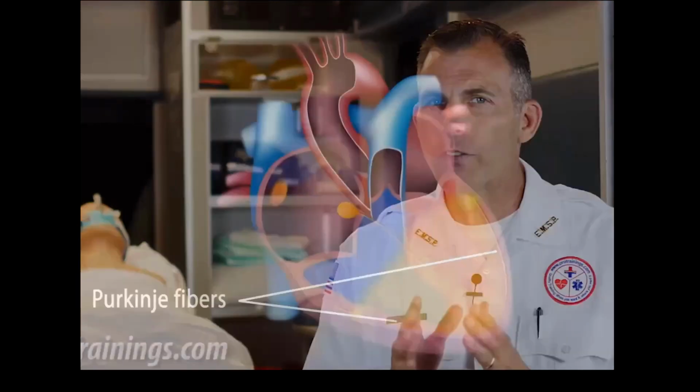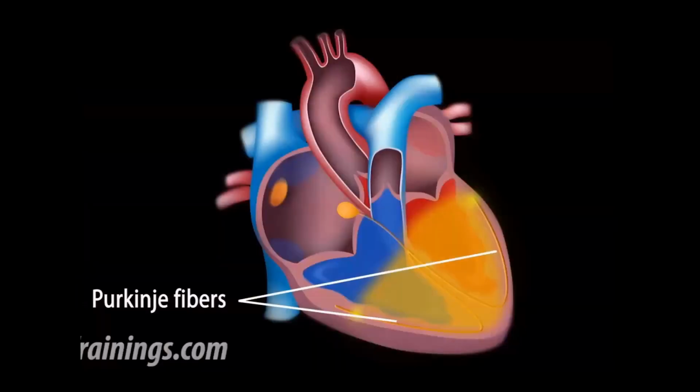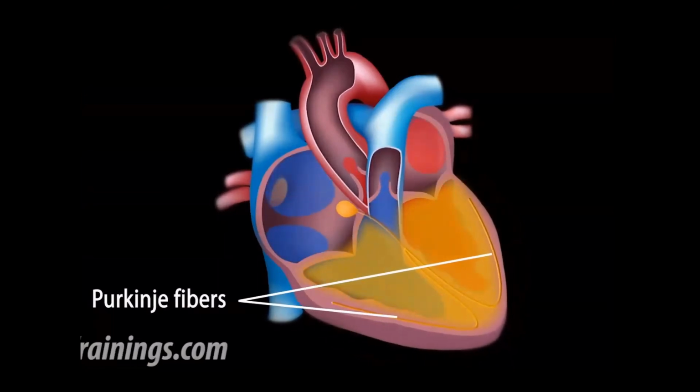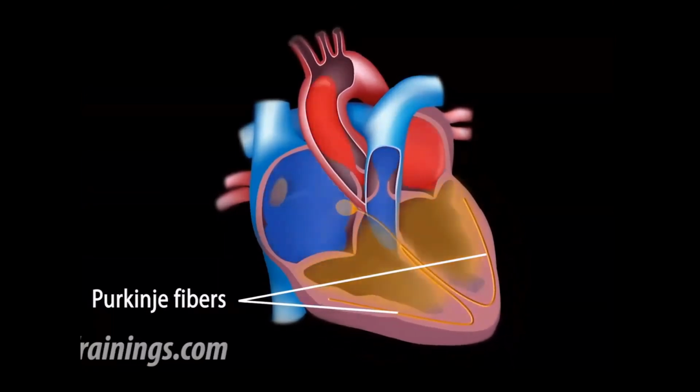In the case that both the SA and the AV nodes do not generate electrical impulses properly, the Purkinje fibers, which are located within the ventricles, then become the primary pacemaker source, which only generates electrical impulses in the range of around 15 to 40 beats per minute. Usually, this is too slow to produce an adequate systolic blood pressure or oxygenate cells within the body.